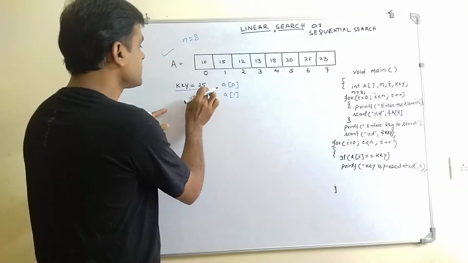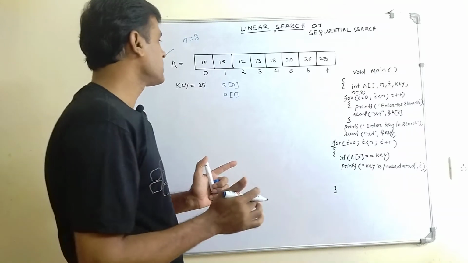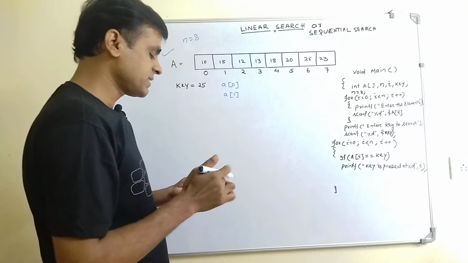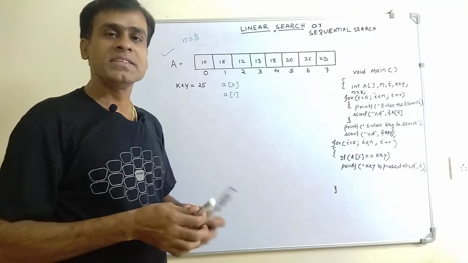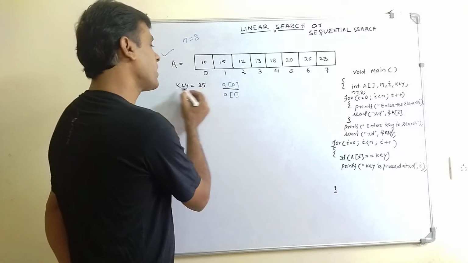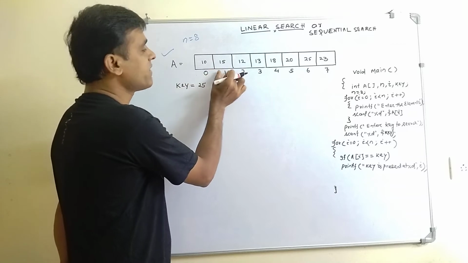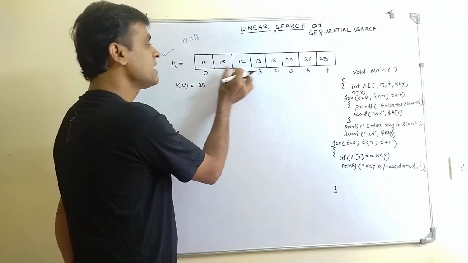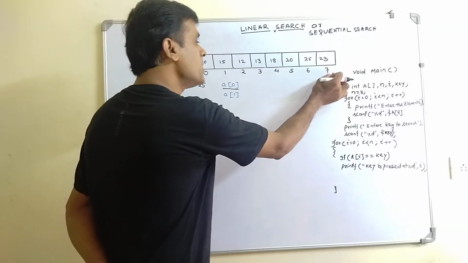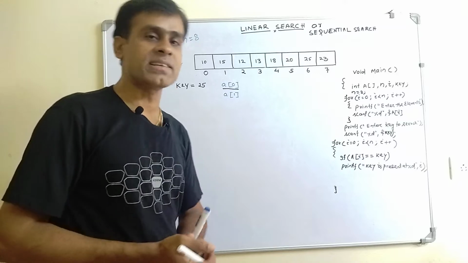Whenever I search for my key element, linear search says that you have to search the element from each and every index. That means you first search the element at the 0th index, that is a of 0, whether your key is available or not. If it is not available, then you go to the next element, then index 2, then index 3, then index 4, up to the end of the array. That is why it is called linear search.